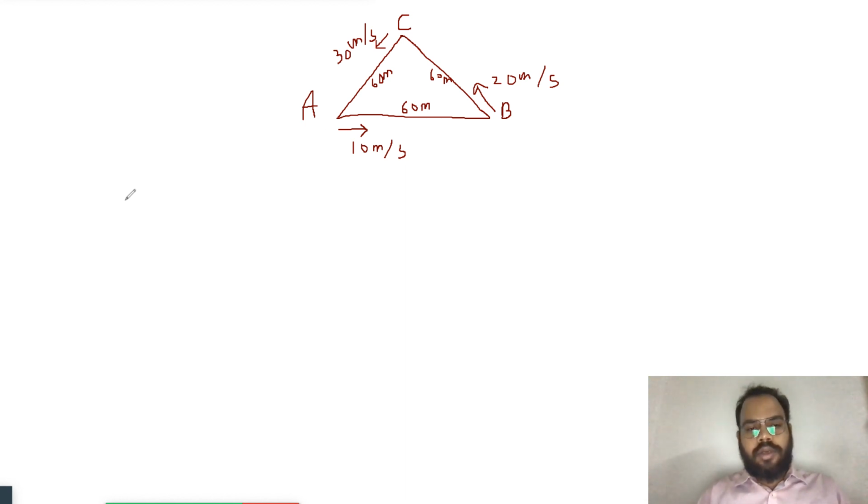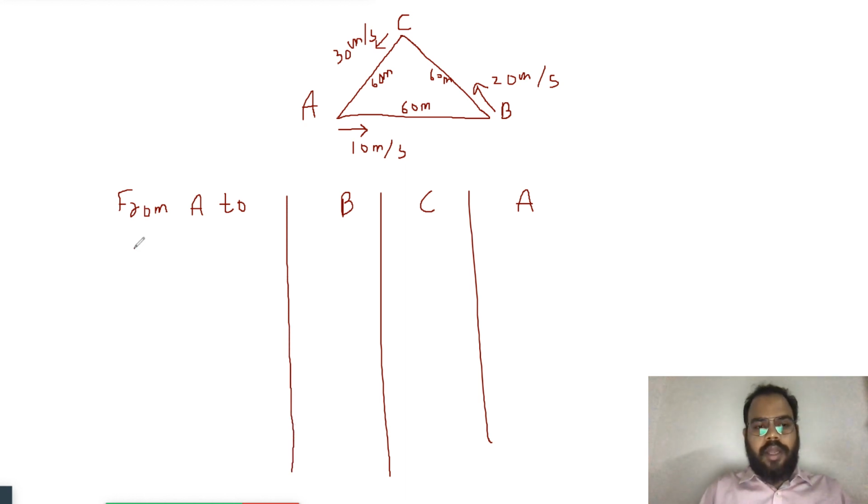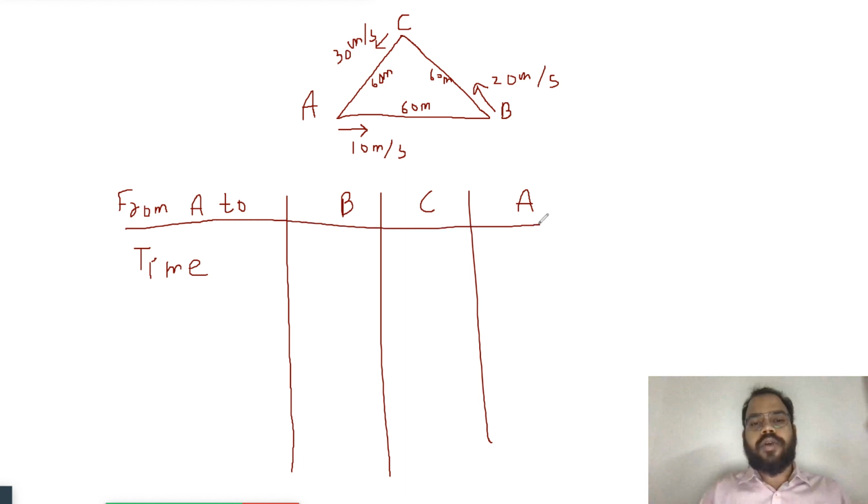So the question is, if I start from point A to point B, point C, and again point A, in this journey you have to find, first, the time taken from point A to point B, then point A to point C, then point A to point A again.